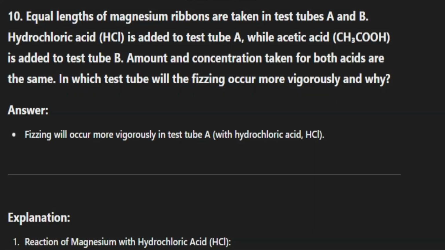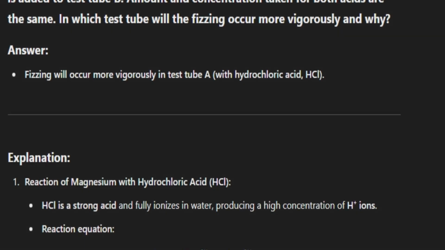10. Equal lengths of magnesium ribbons are taken in test tubes A and B. Hydrochloric acid, HCl, is added to test tube A, while acetic acid, CH3COOH, is added to test tube B. Amount and concentration taken for both acids are the same. In which test tube will the fizzing occur more vigorously and why? Answer. Fizzing will occur more vigorously in test tube A with hydrochloric acid, HCl.